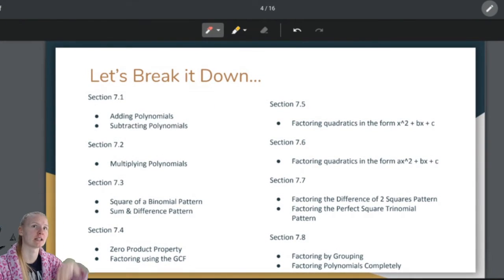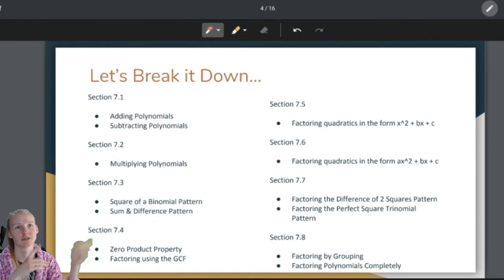I've broken it down by section. First, adding and subtracting polynomials. You need to know how to do that. Second, you need to know how to multiply polynomials. FOIL them, and binomials, trinomials, monomials, all of it. You need to know how to multiply them.